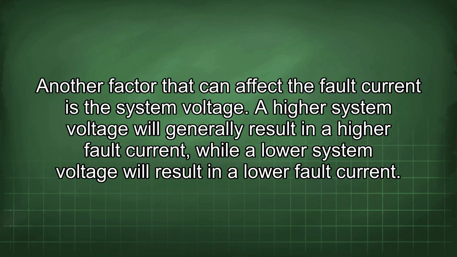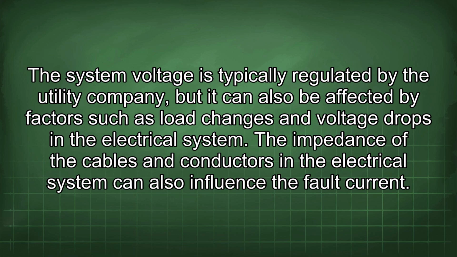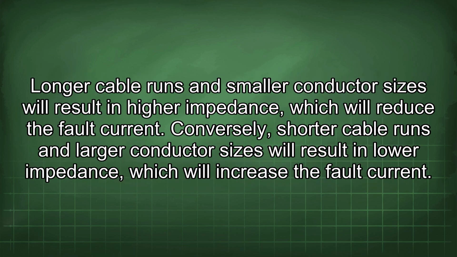Another factor that can affect the fault current is the system voltage. A higher system voltage will generally result in a higher fault current, while a lower system voltage will result in a lower fault current. The system voltage is typically regulated by the utility company, but it can also be affected by factors such as load changes and voltage drops in the electrical system. The impedance of the cables and conductors in the electrical system can also influence the fault current. Longer cable runs and smaller conductor sizes will result in higher impedance, which will reduce the fault current. Conversely, shorter cable runs and larger conductor sizes will result in lower impedance, which will increase the fault current.